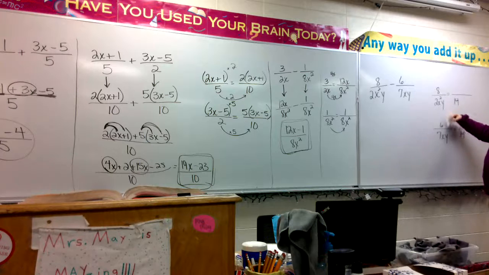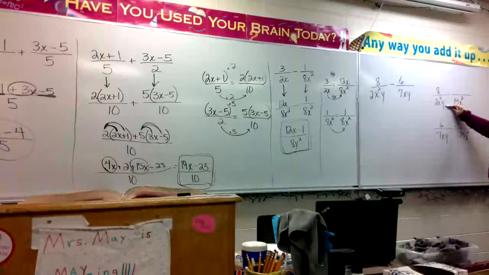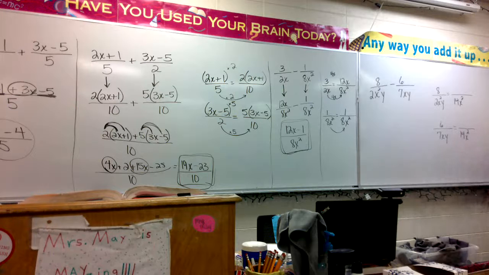How many x's? I have 2 of them and 1 of them. What's more? 2. So I'm going to need 2. And then a y, I have 1y, 1y. What's more, 1 or 1? 1. So I'm going to need 1y.